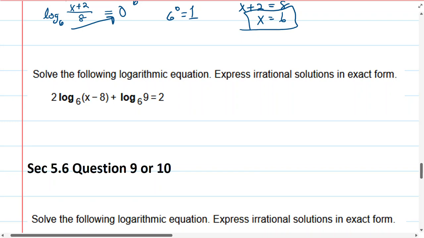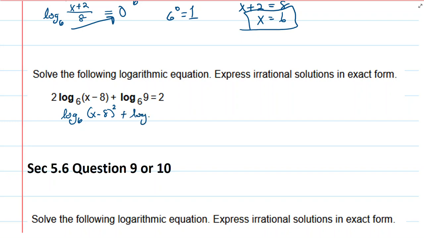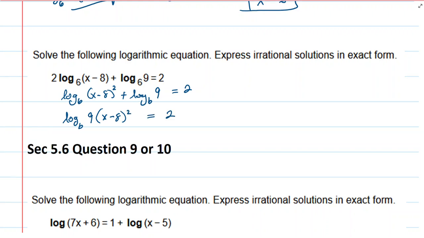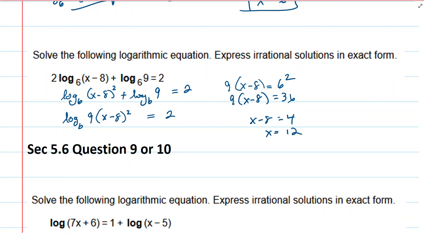And they want an equation on this guy. So the first thing is I'm going to say log base 6 of (x minus 8) squared plus log base 6 of 9 equals 2. I'm going to write it as a multiplication. Log base 6 of 9 times (x minus 8) squared equals 2, isn't it? Okay, so now turning it into an exponential, 9 times (x minus 8) squared equals 6 squared. 9 times (x minus 8) squared equals 36. (x minus 8) squared equals 4. x is 12.